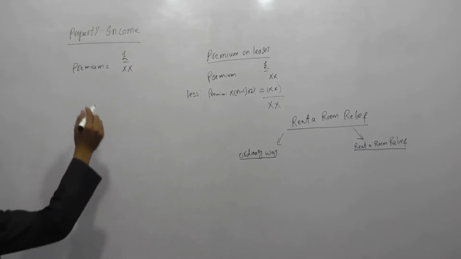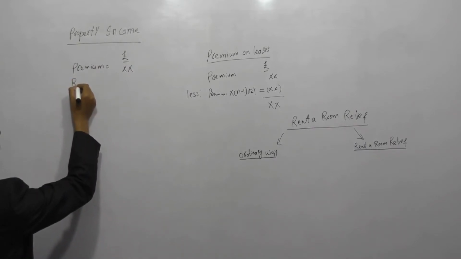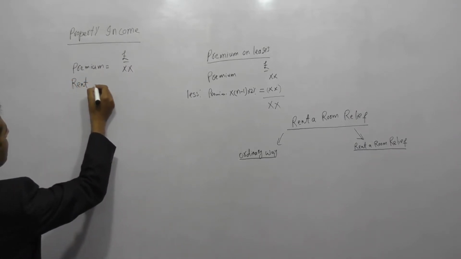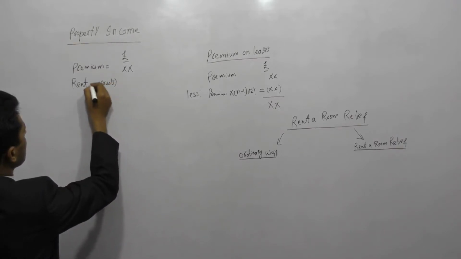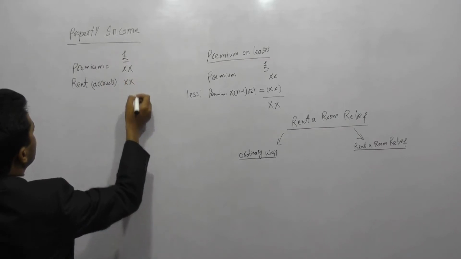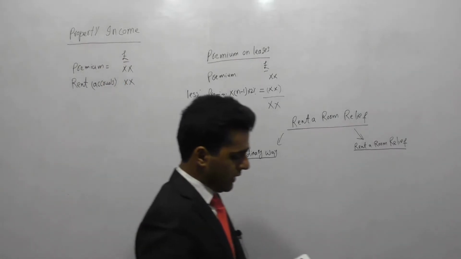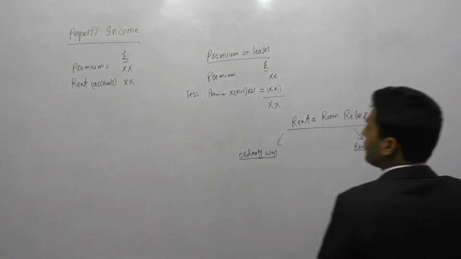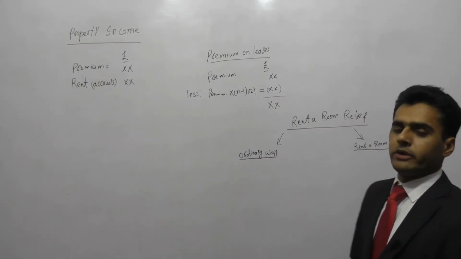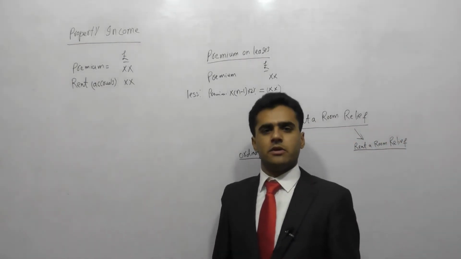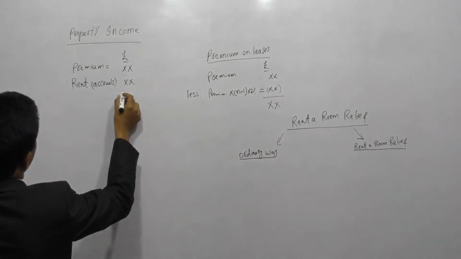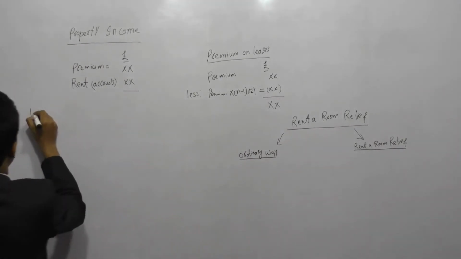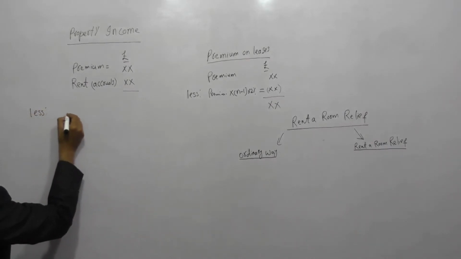Now we will add the premium. Then what we do is we also add a rent, but it will be on accrual basis. Alright, so we add the premium and we also add the rent as well. So these are the only two things which we receive from our tenants. Alright, now after doing that, what we have to deduct is all of the expenses.